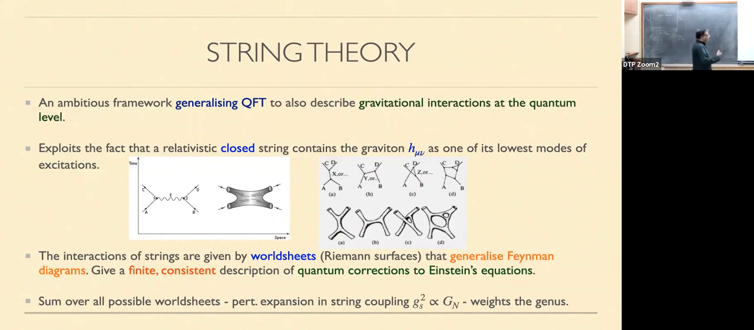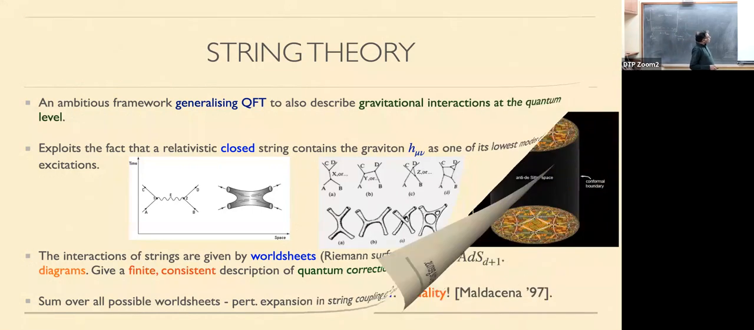Of course, this was the historical origin of string theory, and string theory has gone far beyond it. In particular, one of its important successes has been to describe not only these perturbative scatterings of gravitons and so on, but also objects like black holes, and understanding them at the quantum level.